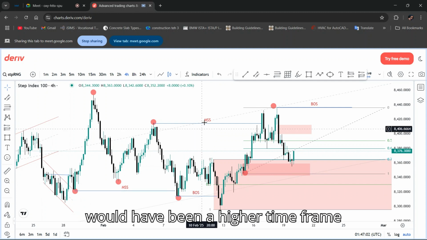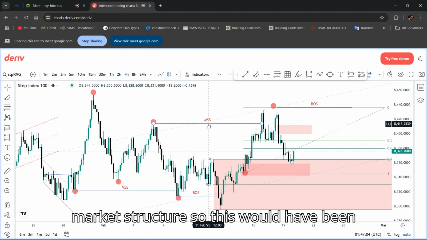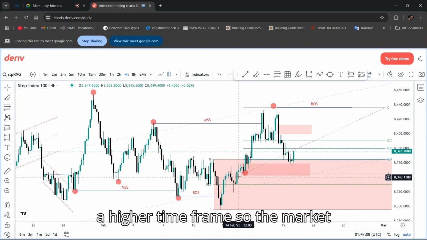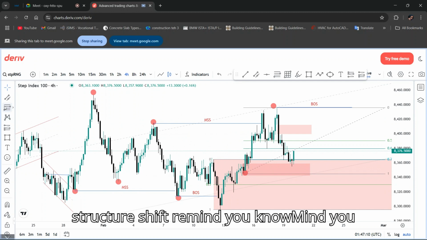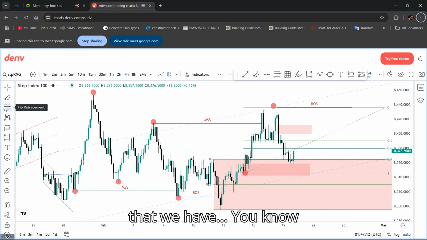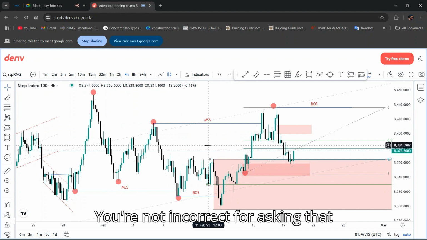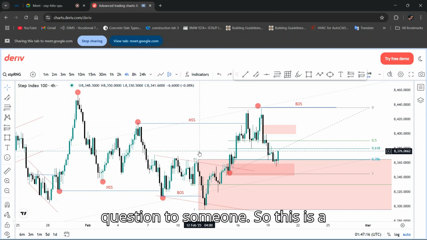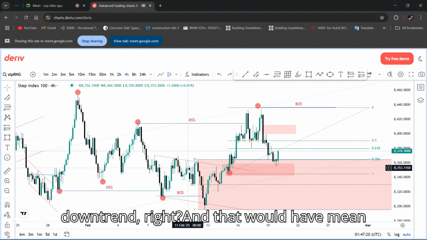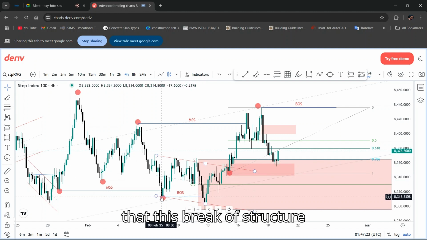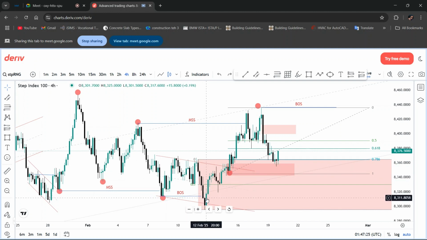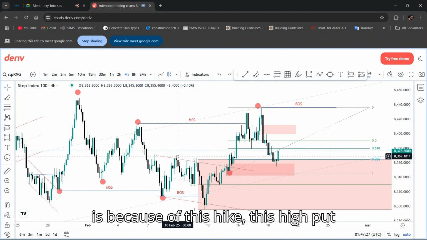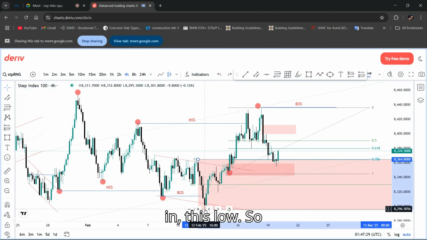So this would have been a higher time frame, the one above it. So this would have been a higher time frame market structure shift. You're not incorrect for asking that question. At one point I did ask that question to someone in my earlier stage. So this is a downtrend, right? And that would mean that this break of structure is because of this high. This high put in this low.